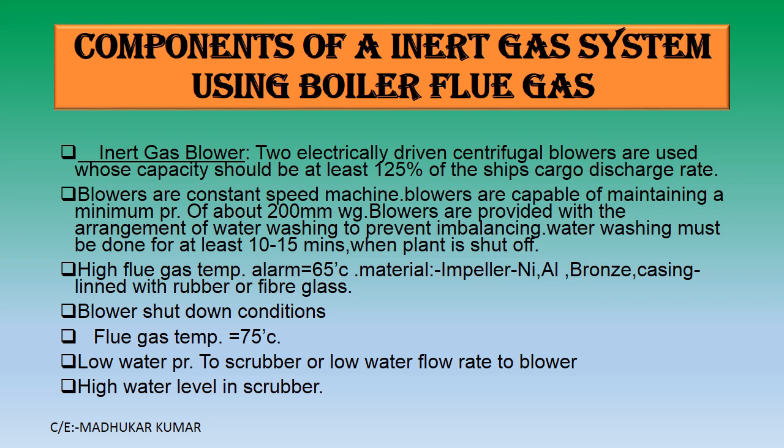Material of the impeller, as we can see over here, is nickel and aluminum bronze, and the casing internal is lined with rubber or fiberglass. Basically this is to prevent corrosion. Boiler blower shutdown conditions: flue gas temperature 75, low water pressure to the scrubber or low water flow rate to the blower, high water level in the scrubber. These are the conditions in which the shutdown is done.